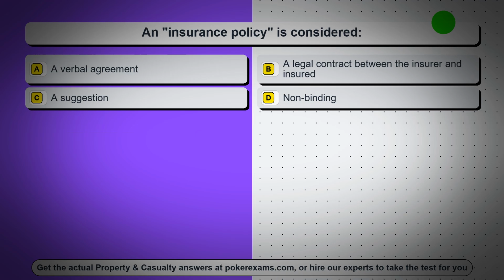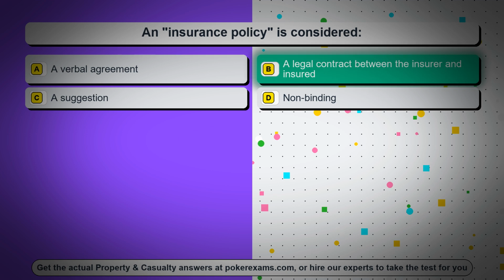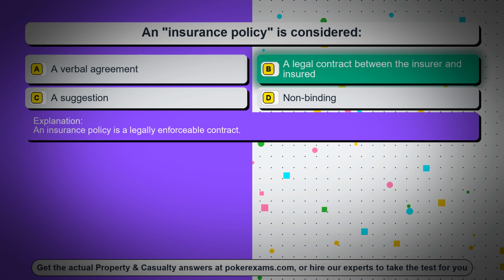Question 41. An insurance policy is considered. Option A, a verbal agreement. Option B, a legal contract between the insurer and insured. Option C, a suggestion. Option D, non-binding. The correct answer is option B, a legal contract between the insurer and insured. An insurance policy is a legally enforceable contract.